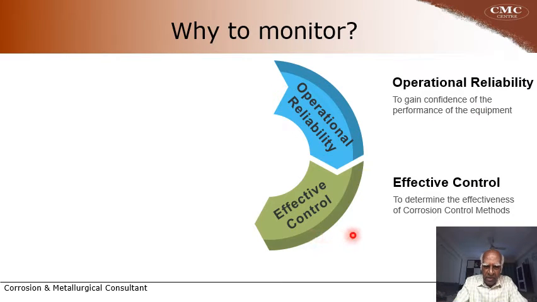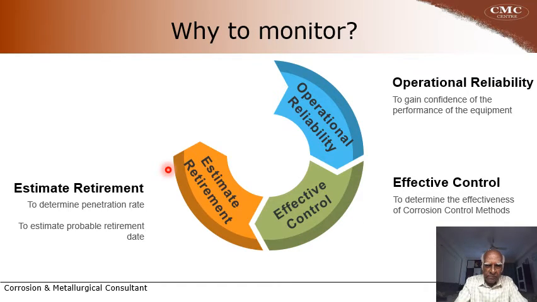Effective control is to determine the effectiveness of corrosion control methods like cathodic protection and inhibitors. Estimate retirement: every equipment has a design life, then the actual life. To determine the actual life, corrosion monitoring is important.